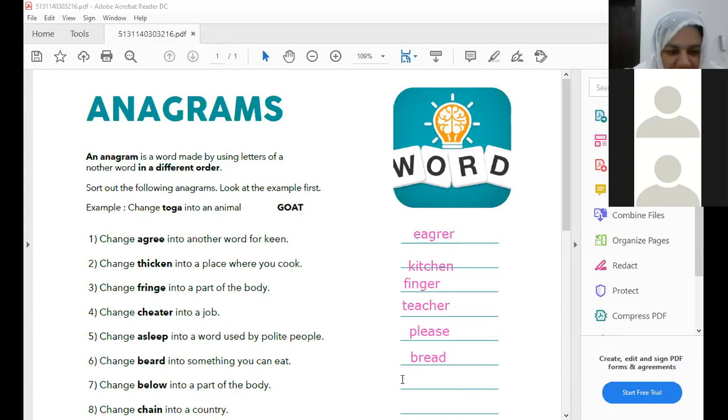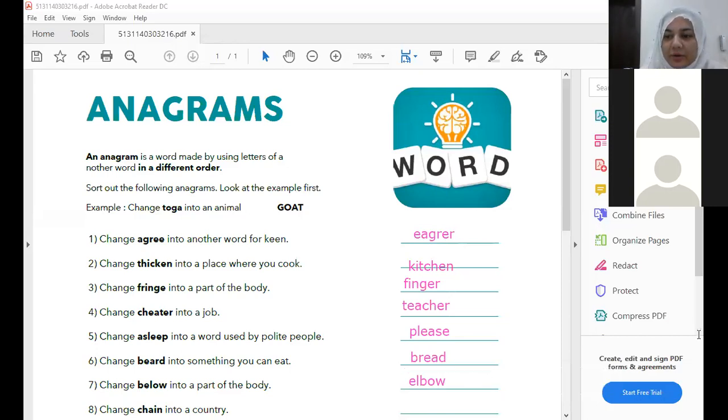Yes, because the fonts are a little smaller for you. Okay. Change the word below into a part of your body. Elbow. Great job. This also helps you to open your imagination and helps you to learn more about the vocabulary. Okay? We are getting to know more vocabulary.